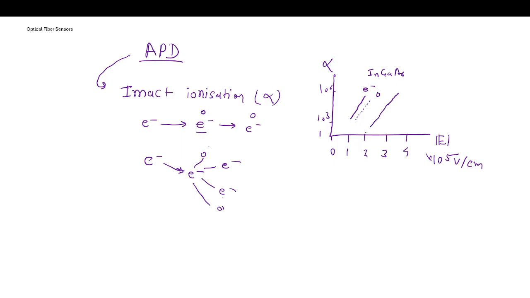Almost, it will start from 2 something and it will go. Similarly for hole, as you can see, for indium gallium arsenide, less field is required to get the impact ionization compared to silicon. Okay, why is it so? We'll discuss this later.